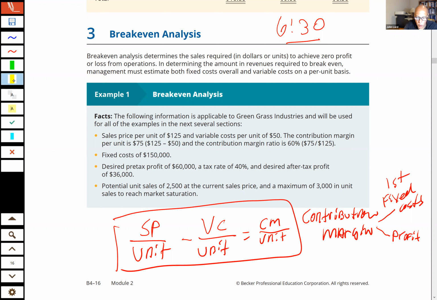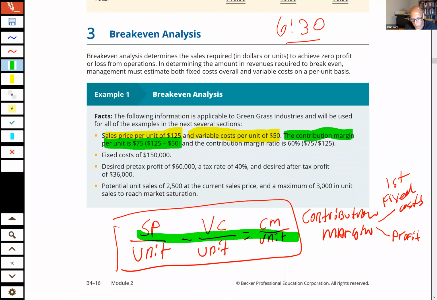Okay. Now, when we look at this, we have this particular product that has a sales price of $125 and variable cost of $50. So very basic, straightforward calculation here, just like we did here. You would go ahead and take the sales price per unit minus the variable cost per unit, gives me contribution margin per unit of $75. Okay. Now they tell us that the contribution margin ratio here is 60%. They didn't have to tell us that.